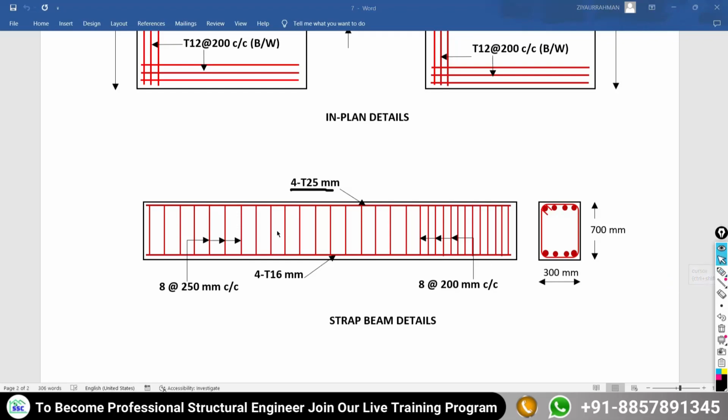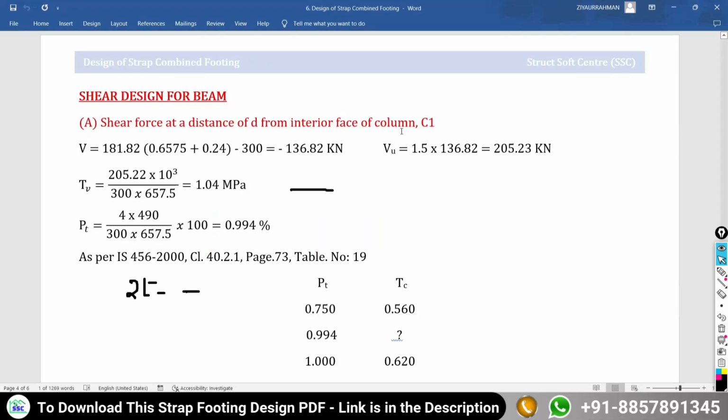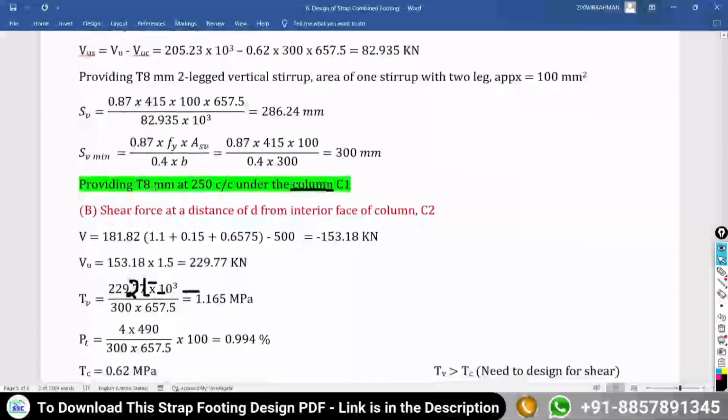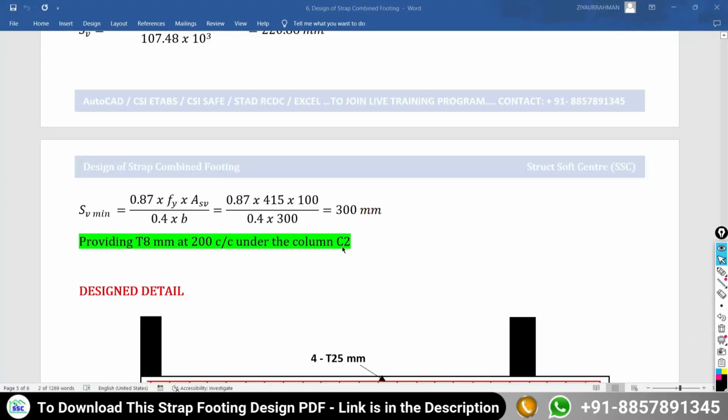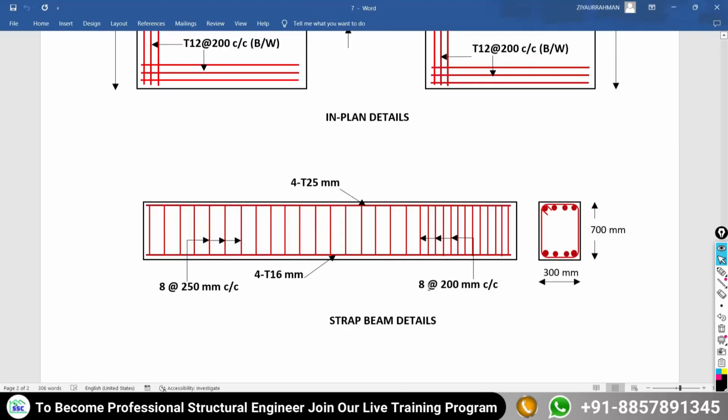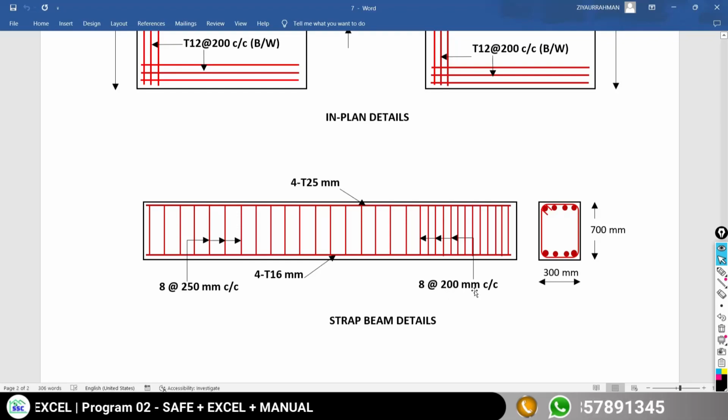And what about the shear design? Under column C1 and for the rest of the portion, the reinforcement we have to provide is two-legged vertical stirrup of 8 mm dia at a spacing of 250 mm center to center. Look at your design calculation. Under column C1, we have to provide 8 mm dia at a spacing of 250 mm center to center. But for column C2, we have to provide 8 mm dia two-legged vertical stirrup at a spacing of 200 mm center to center. Look at this, here it is present: 8 mm dia at a spacing of 200 mm center to center.